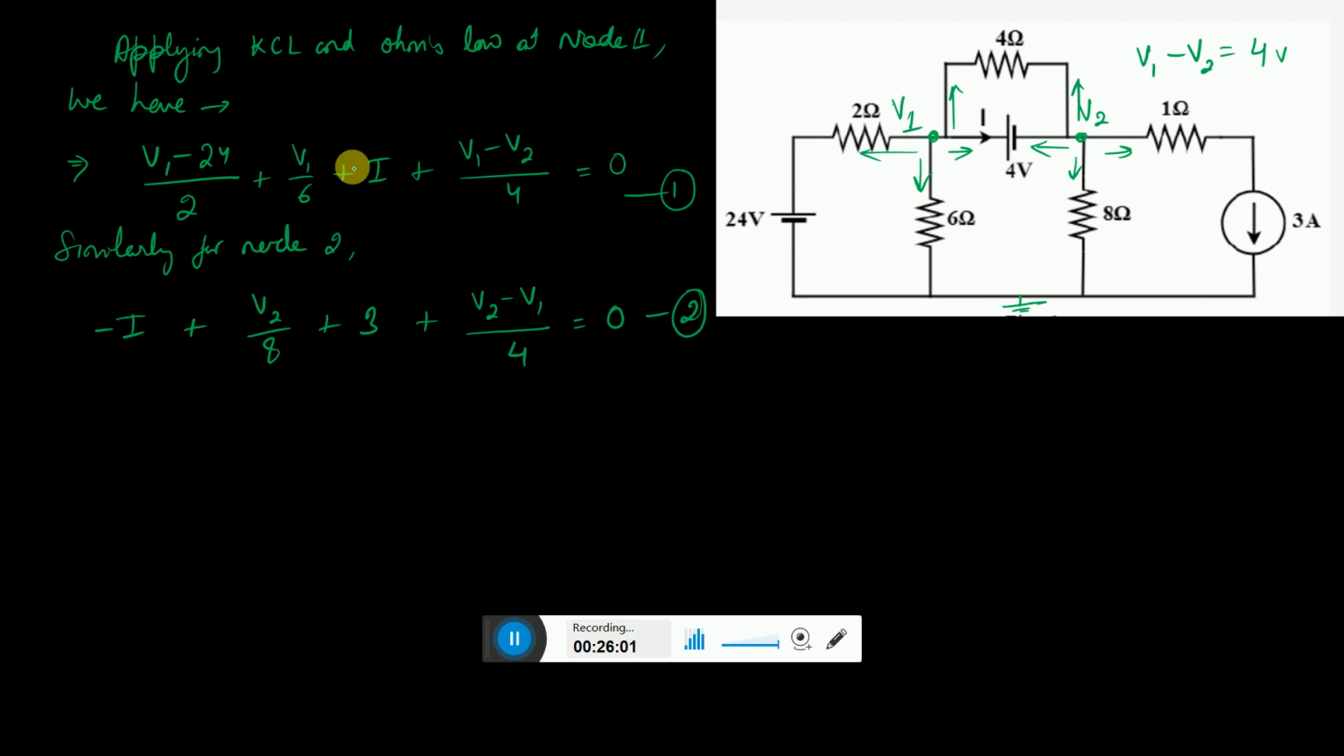What we are going to do is add these two equations so that this I term will cancel, and we are going to use this equation once more, that is V1 minus V2 is equal to 4 volt. Then we can solve it.